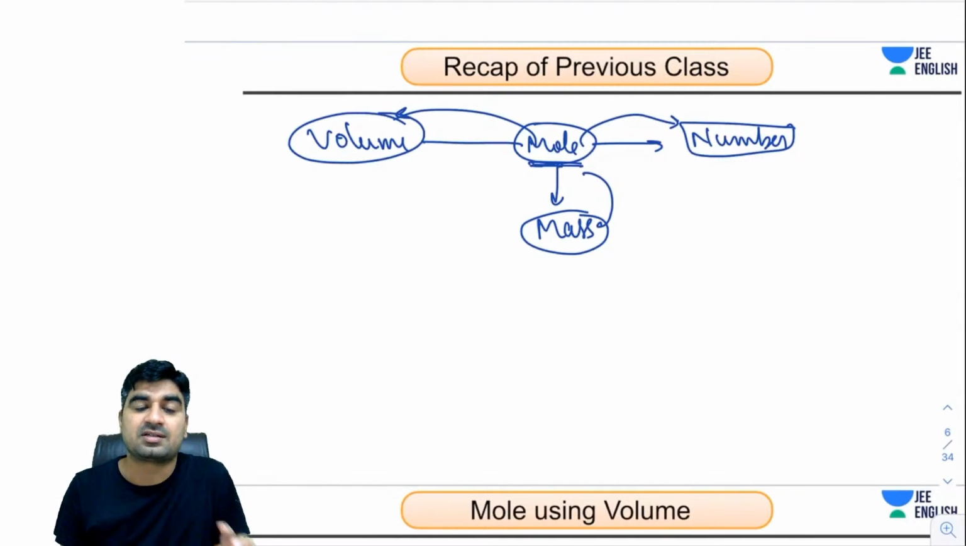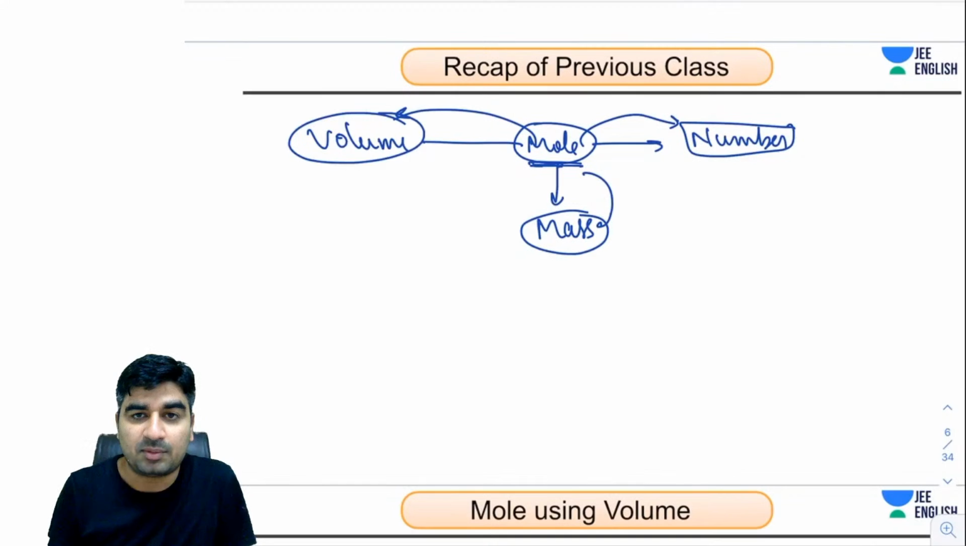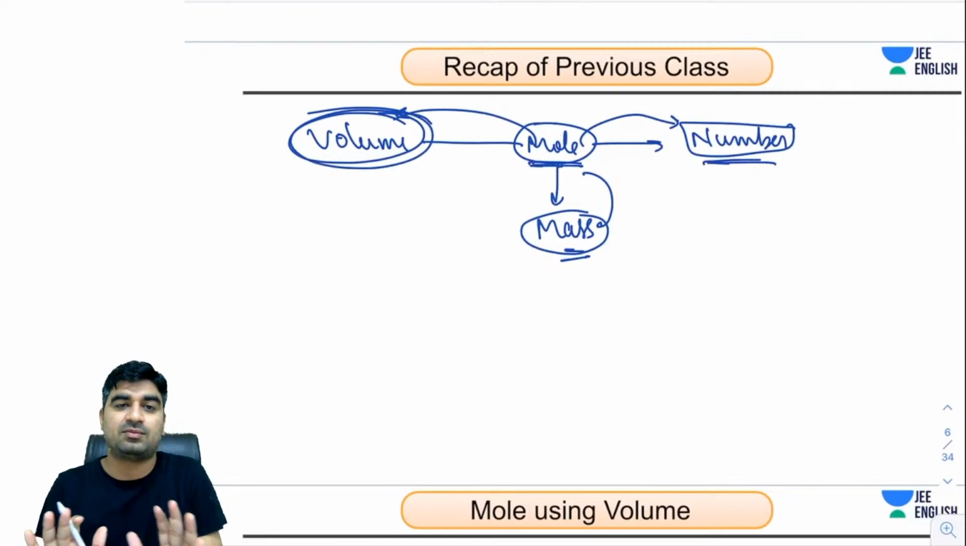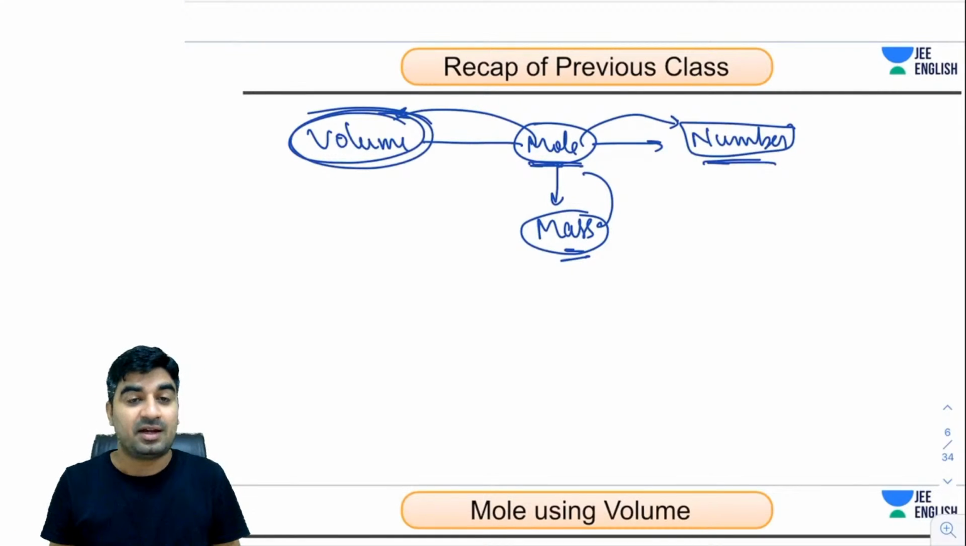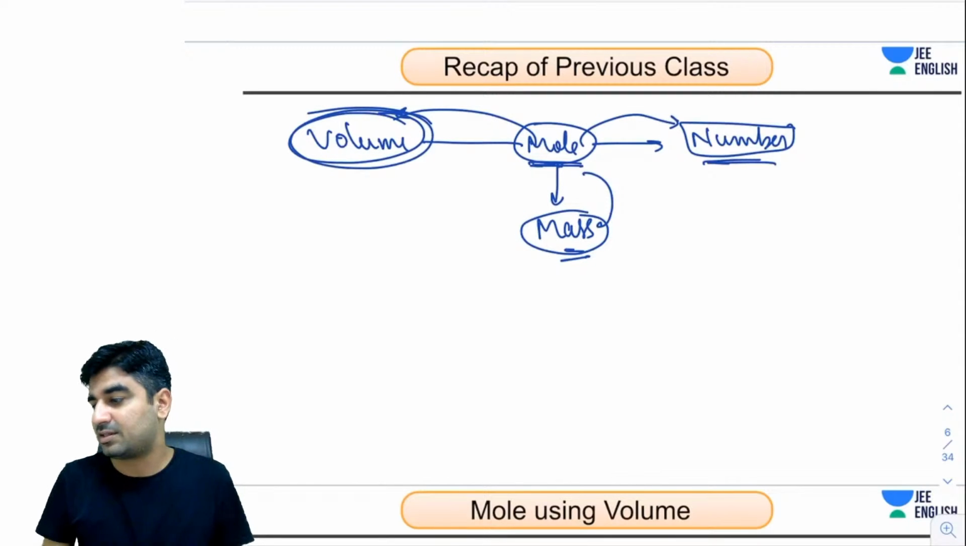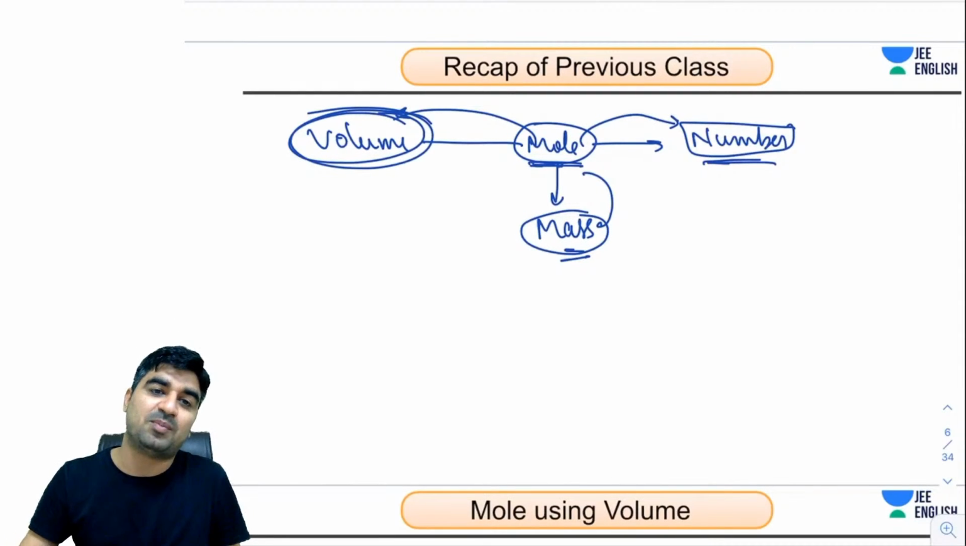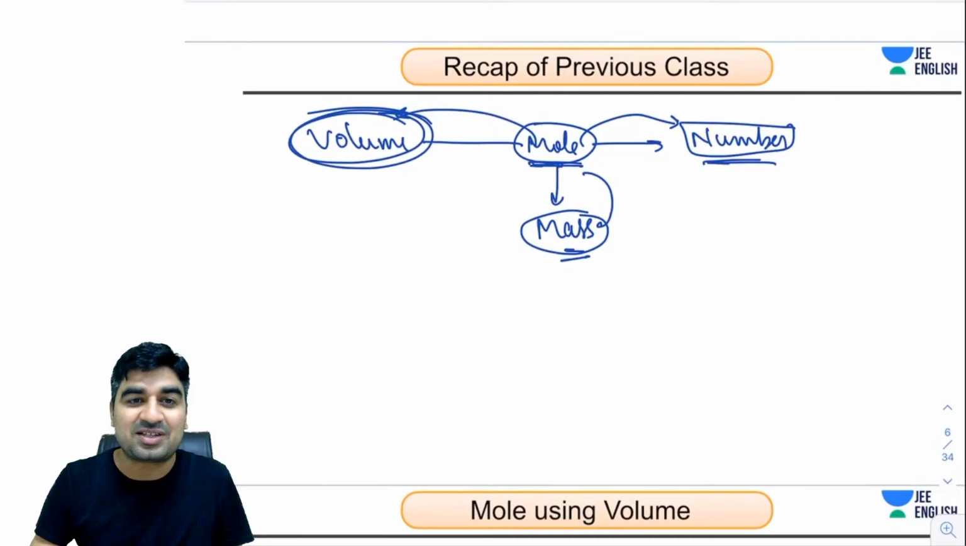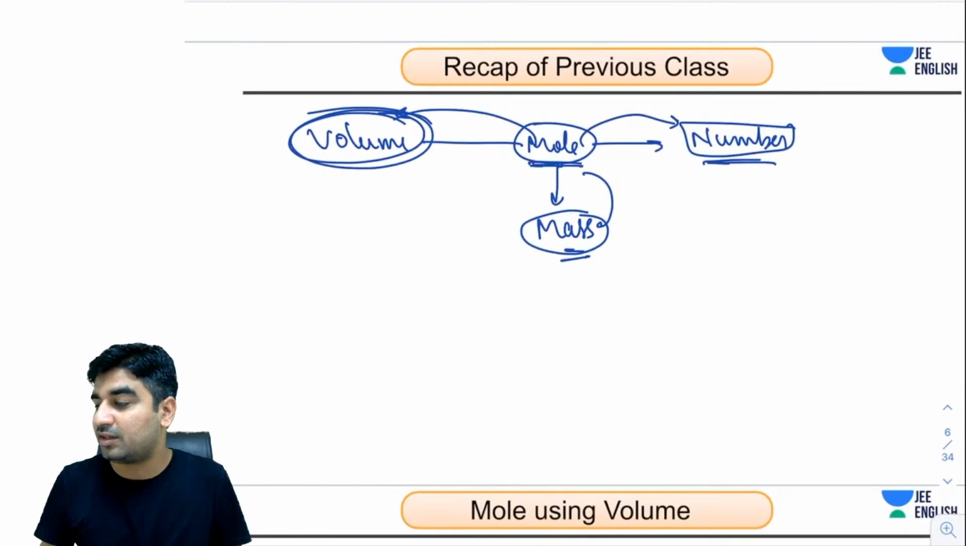In yesterday's class, we were doing calculation of mole, and we did mole calculation using number and using mass. Now it is left by using volume only. I gave you some illustrations in which we converted. I gave you mass and you calculated numbers, and vice versa. I gave you number of atoms or molecules and you calculated their mass.